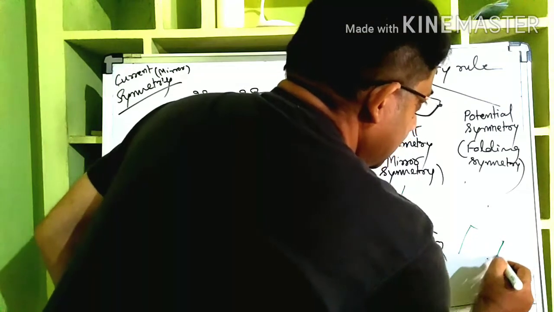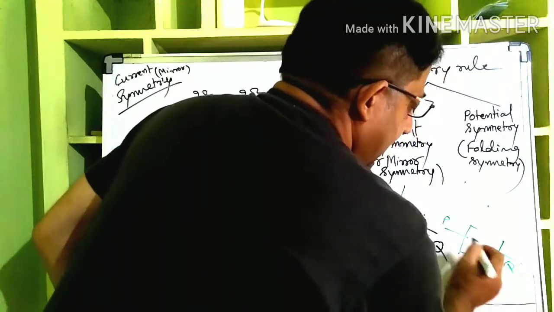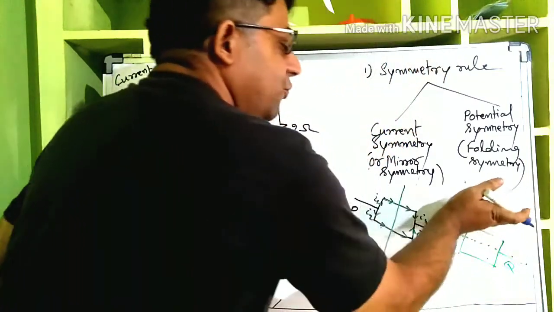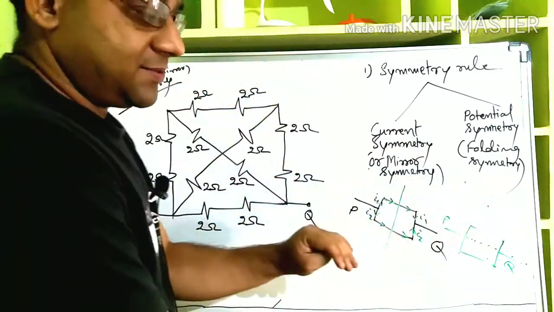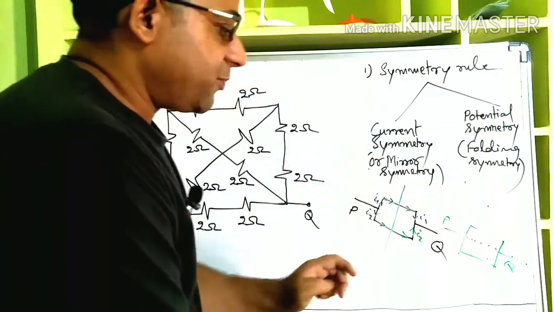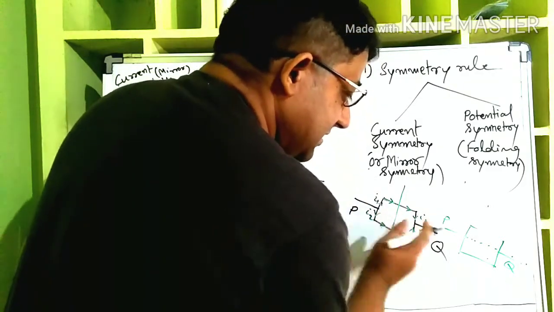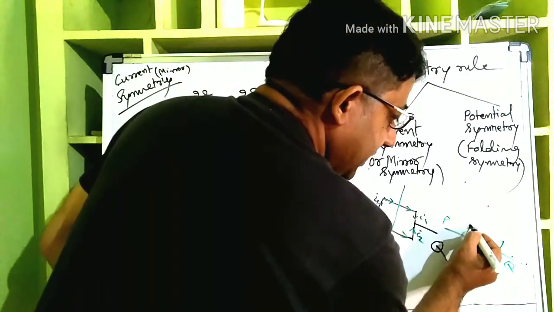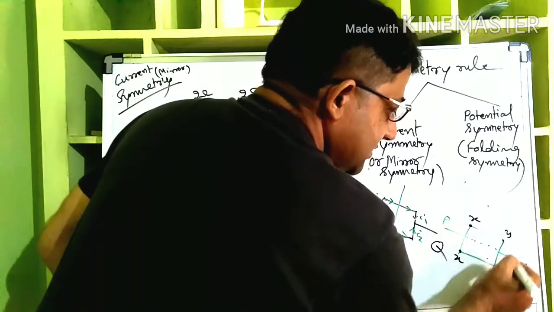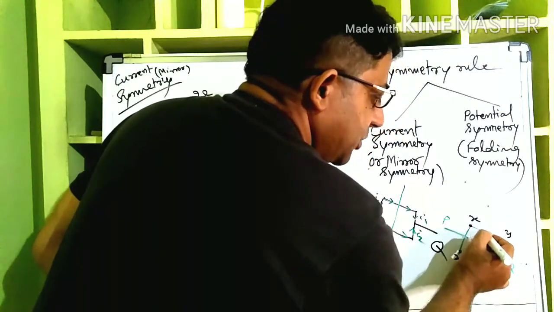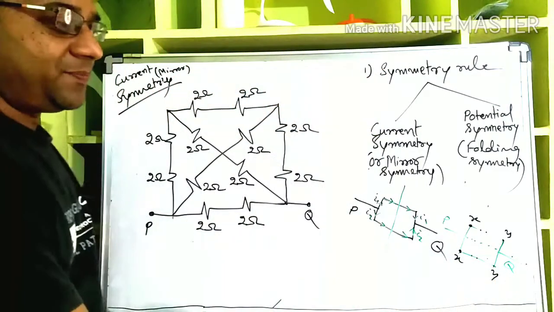For potential symmetry, if we have the line PQ and about PQ one side can be folded onto the other, so that this falls exactly on this, then we call it a folding symmetry or potential symmetry. The reason is that in a current symmetry the currents are the same, and in a potential symmetry we can assume the potential here is the same as the potential here. Similarly, the potential at any point is exactly the same as the potential at the corresponding point.